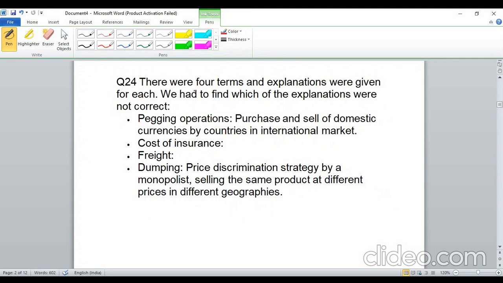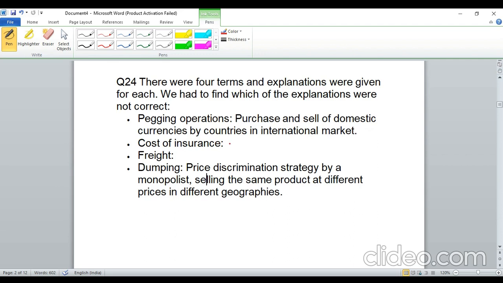Okay, so another theoretical question, question number 24. Here, four terms were given and explanations were given for each of these terms, and we had to find out which of these explanations were correct. The first term was pegging operations, and if I remember correctly, it was written that it refers to purchase and sale of domestic currencies by countries in the international market. Again, I may be wrong in remembering this.